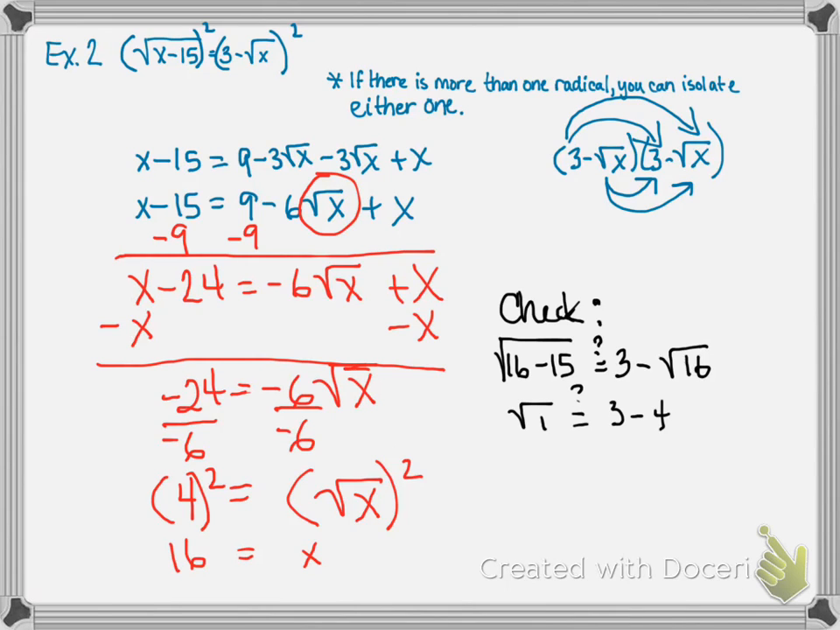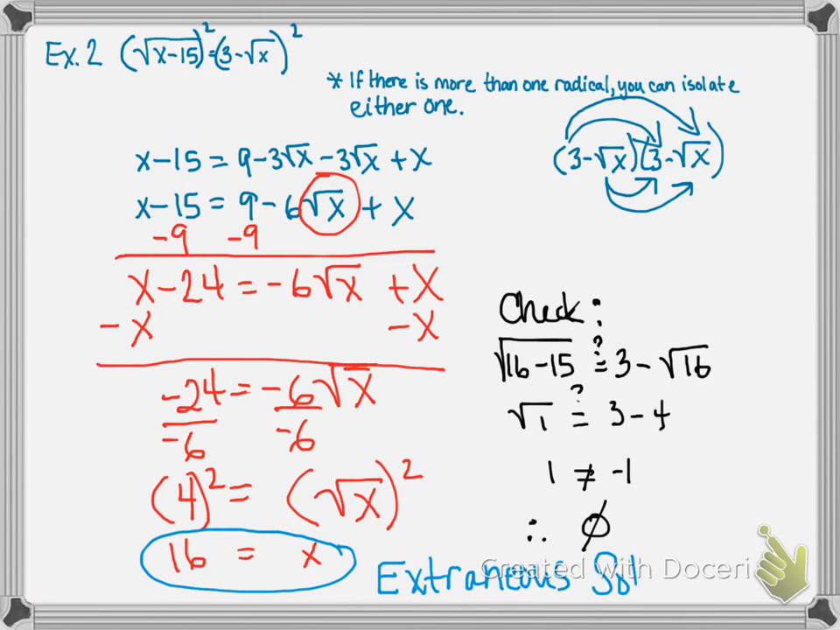So is the square root of 1 equal to 3 minus 4? No, 1 does not equal negative 1. So there is no solution to this equation. This, x equals 16, is considered an extraneous solution, which, remember, is a solution that does not satisfy the original equation.